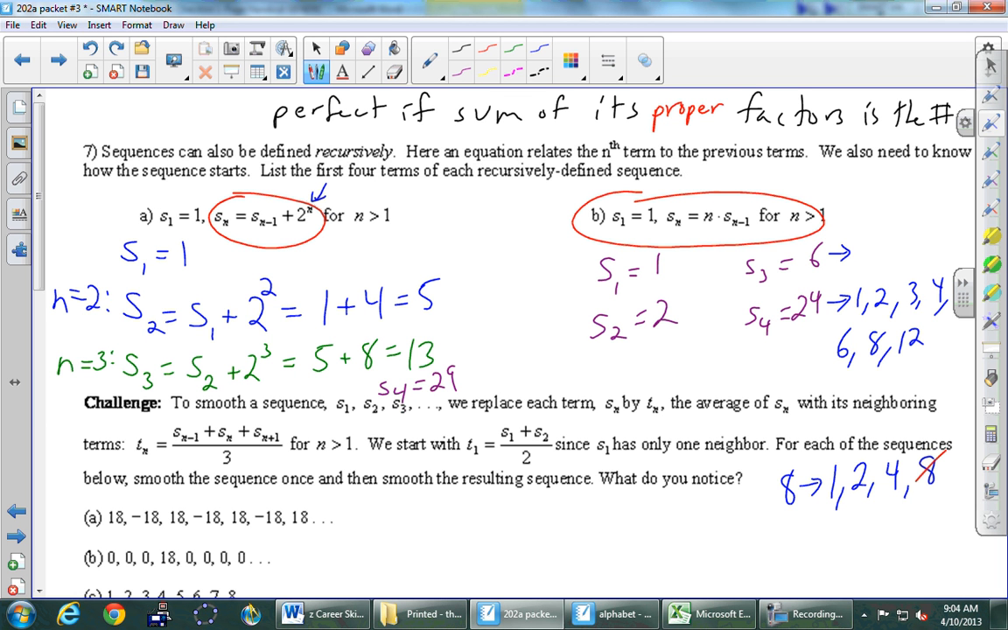Take a look at the factors for the number 6. What are they? 1, 2, 3, and then we don't write 6. What do you get when you add those? 6. Doesn't that feel nice? It's perfect. Yeah, so that's a great find. So 6 is the smallest perfect number.